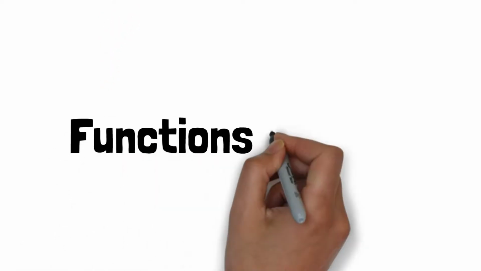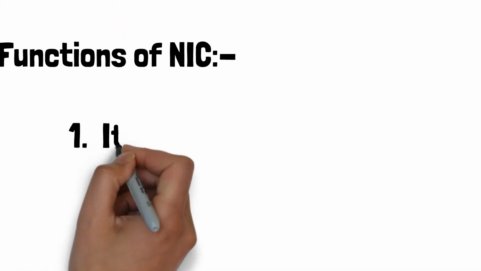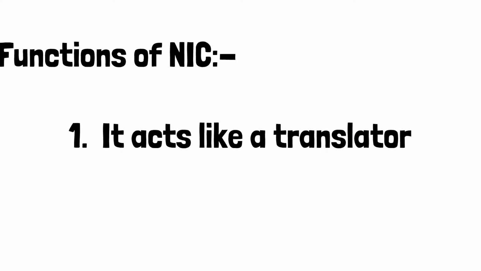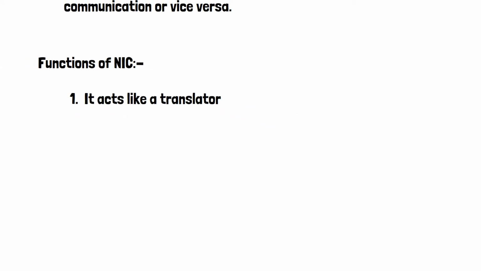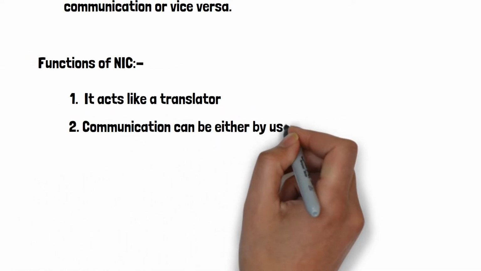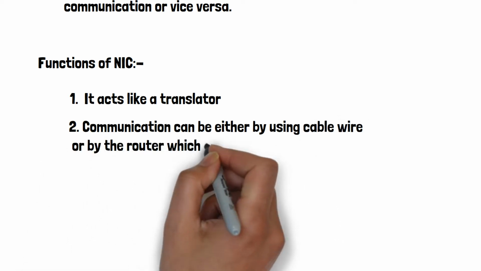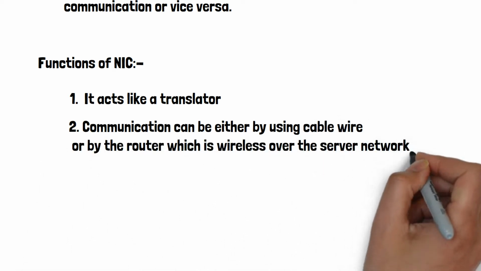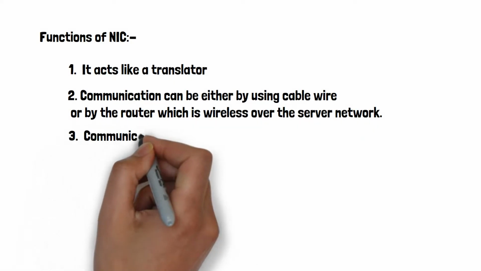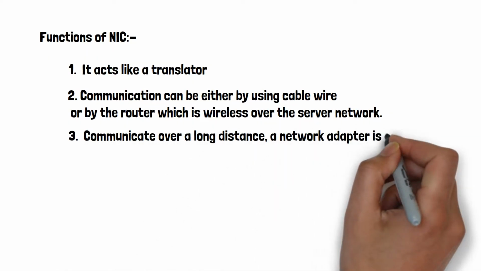Now, the functions of a NIC. Number one, it acts like a translator, which converts data into a digital signal. Number two, communication can be either by using cable wire or by the router, which is wireless, over the server network. Number three, to communicate over a long distance, a network adapter is used.